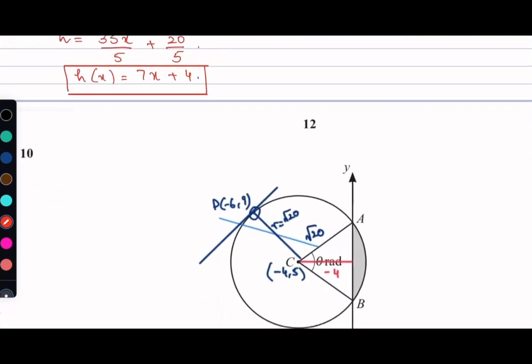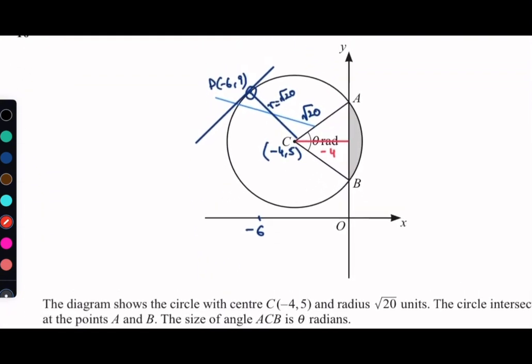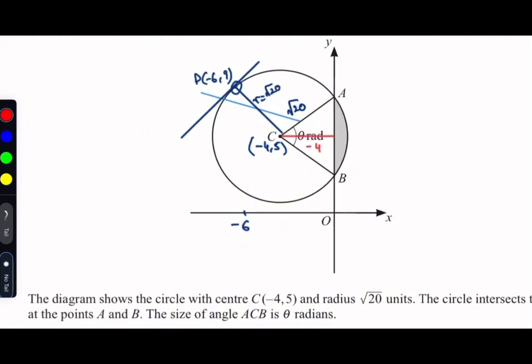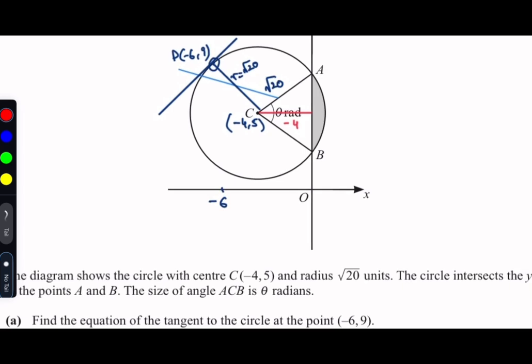Moving on to the next question, this is regarding circles. Here it says that the diagram shows the circle with center -4, 5, radius under root 20, and the circle intersects the y-axis at the points A and B. So one thing is clear that for A and B, the x-coordinate is 0. Let's write that too. It's 0 and we have the y-coordinate of A, it's 0 and we have the y-coordinate of B. So ACB is making an angle theta.